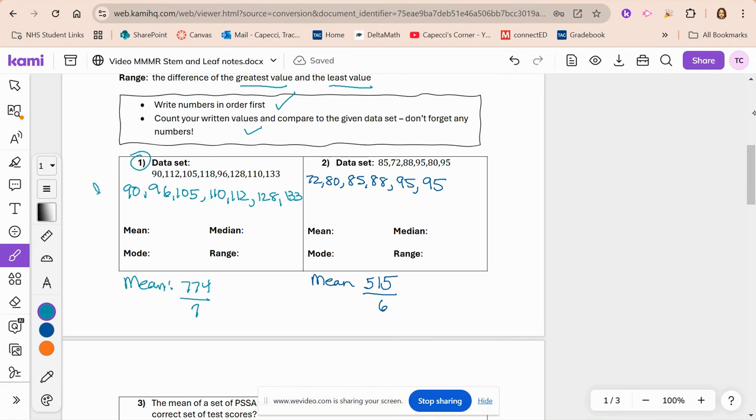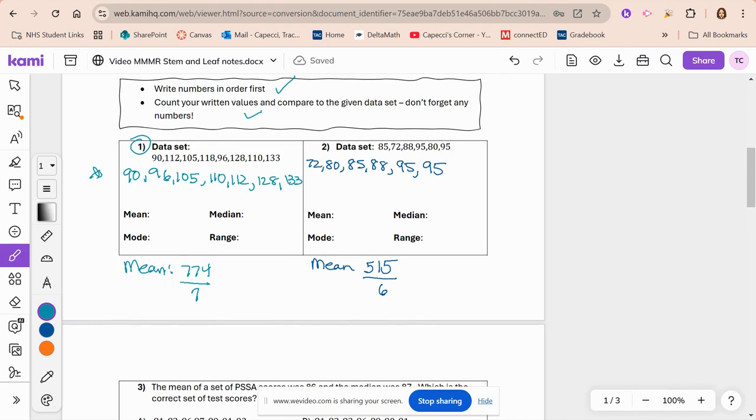I took these numbers and I put them in order. 90 is the lowest and 133 is the highest. Now we're going to find the 4 data points. Now the mean, I added them all up and I got 774 divided by 7, and you get about 110.6. That's the average. The median is the middle number. So I have 7 numbers, so 3 from the left, 3 from the right. The middle number there is 110.